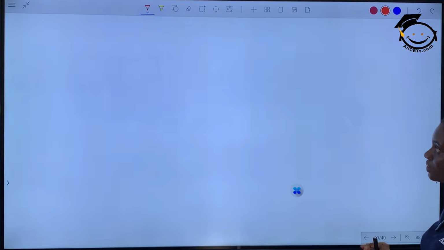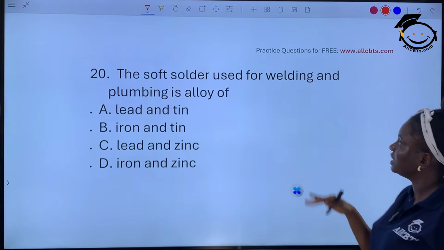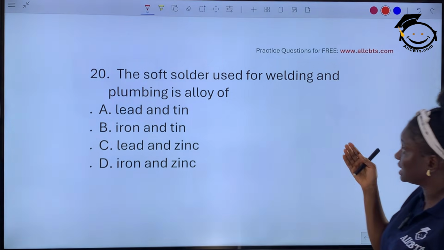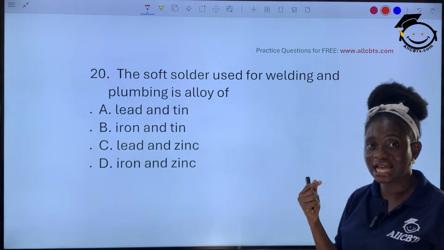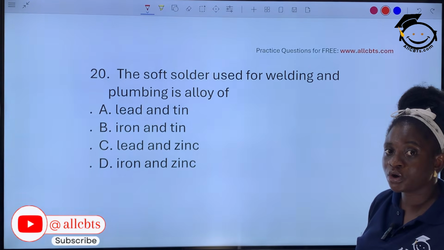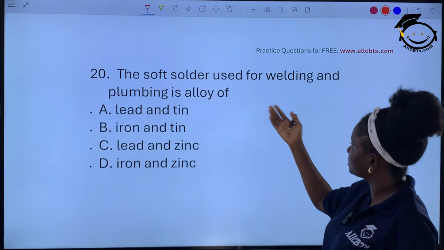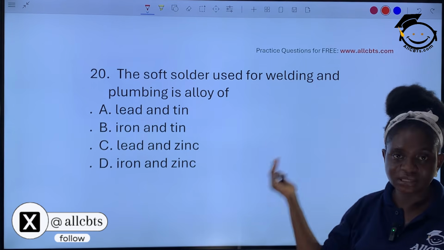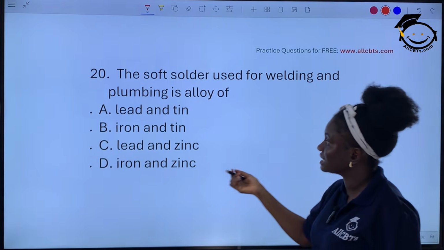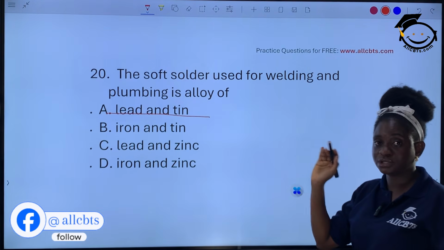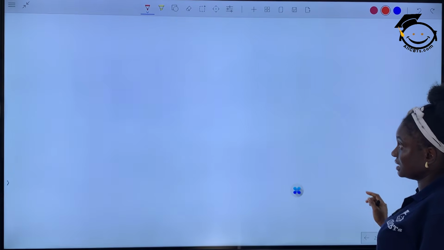Alright, so the next question, question 20. The soft solder used for welding and plumbing is an alloy of, what is an alloy? It is a mixture of metals. So which solder is used for welding and plumbing? The correct answer is lead and tin. Option A is the correct answer.